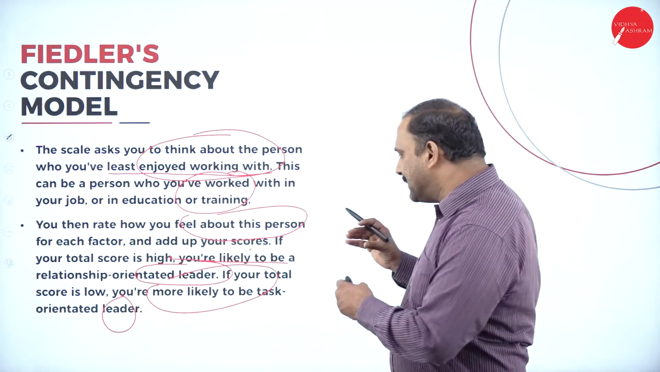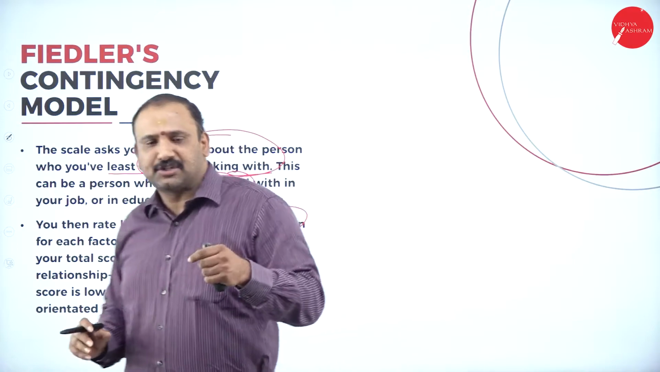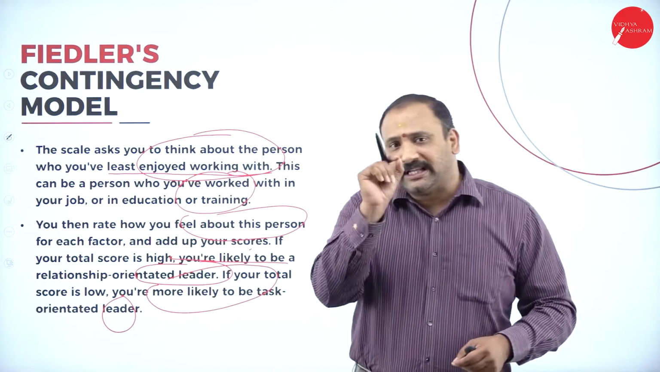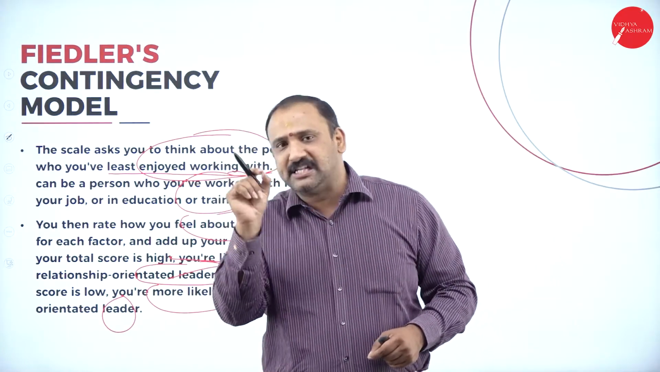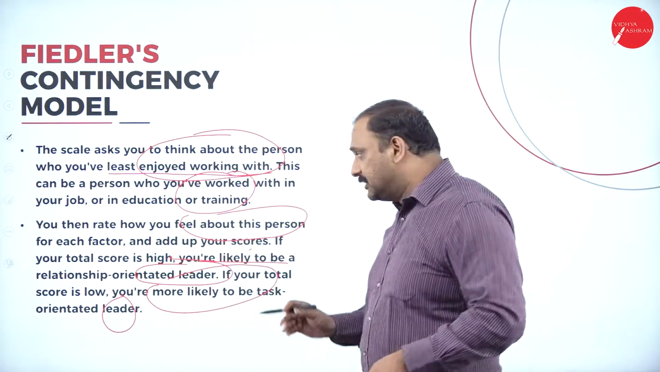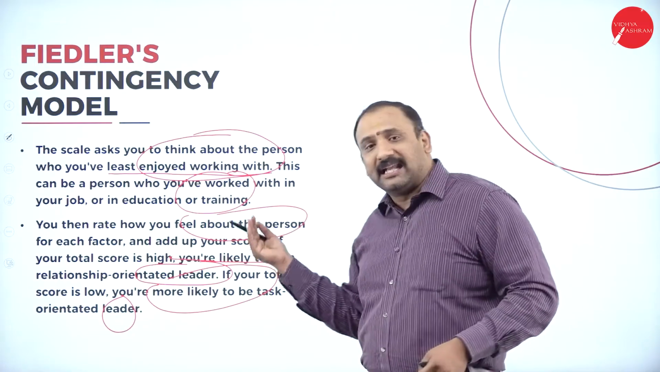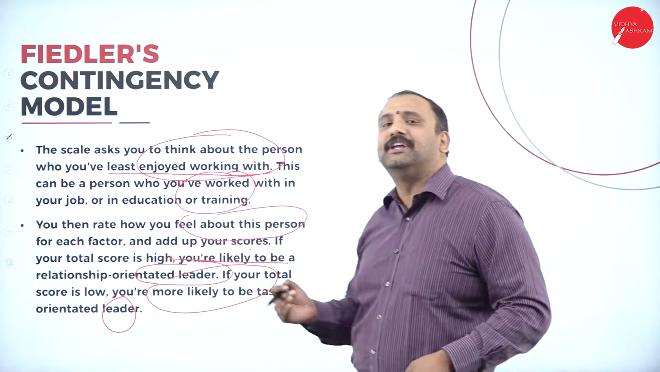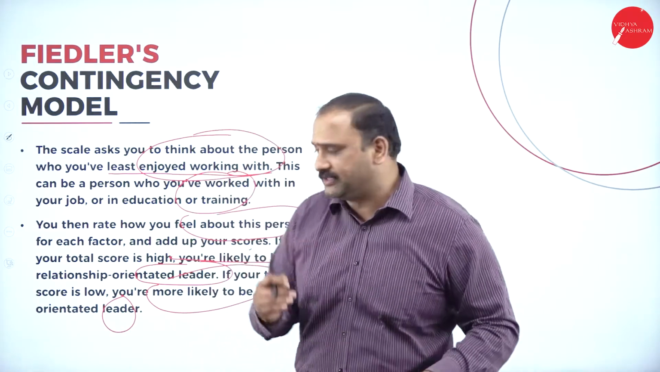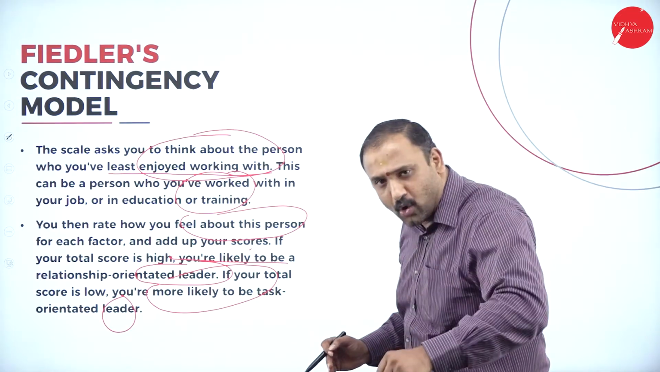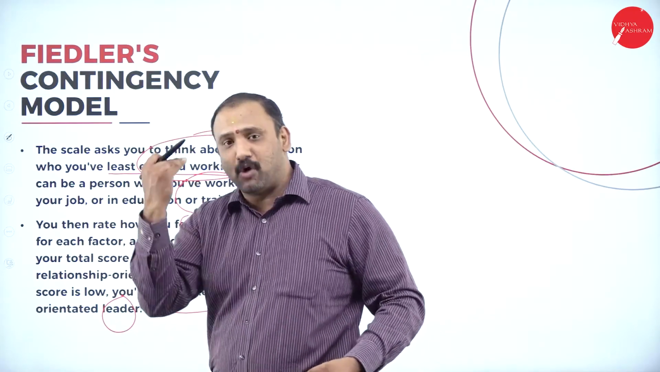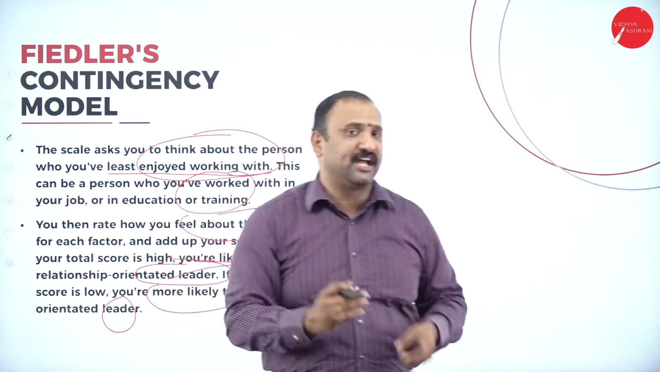Now, what will happen here is that you will be asked to mark on the various parameters that would be given. You will keep on scoring that person on the basis of various factors of interaction. Now, if we see that the total score is high, you are likely to be a relationship-oriented leader. That means to say that yes, there is going to be a factor of growth there. If your total score is low, that means you are just a task-oriented leader. You just want the work to happen. You just want the personality to be more on the rigid side altogether.